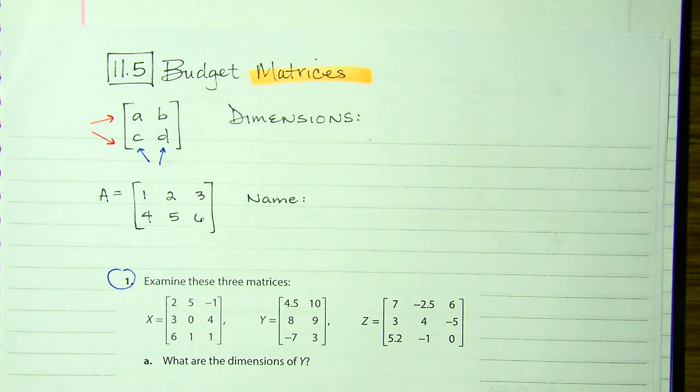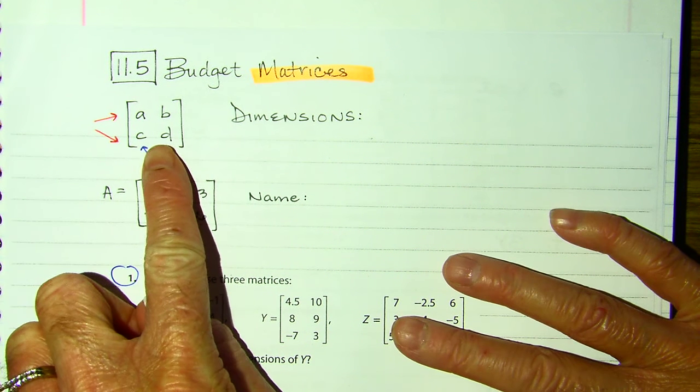Good morning, financial algebra. We are going to cover matrices, and this is a review from Algebra 1 and Algebra 2, but if you missed that, then you'll get a lot of review here. So 11.5 covers budget matrices. So here is an example of a matrix.